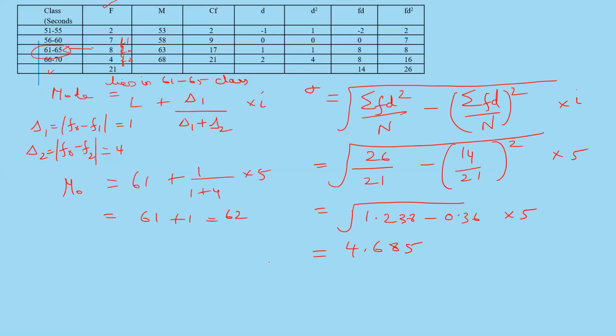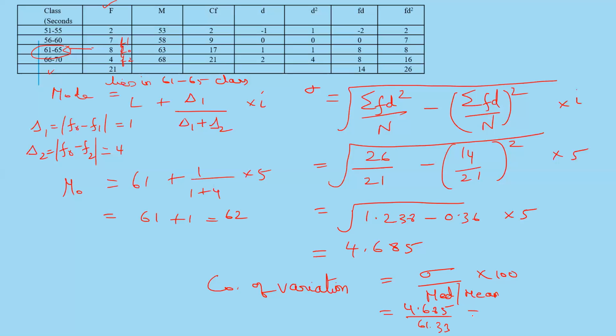So the next step is the coefficient of variation. The formula is standard deviation by median or mean into 100. So let's substitute. Sigma is 4.685, and we have already calculated the median or mean for this sum. We can use either the median or the mean. We have already calculated the mean value to be around 61.33.